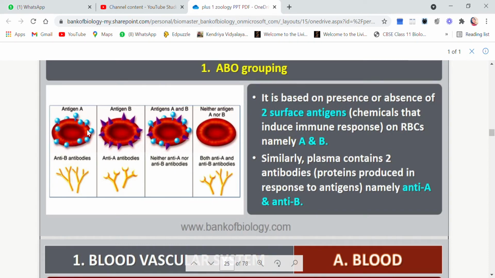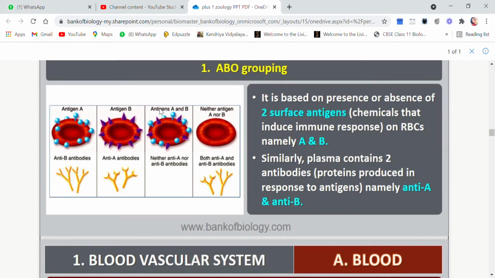Now in this RBC, there is antigen A present. So the reverse antibody will be there in the plasma. If the person is having antigen A, then his plasma will have anti-B antibodies, just the opposite of the antigen. Similarly, in the second case, this person is having antigen B, so his plasma will have anti-A antibodies.